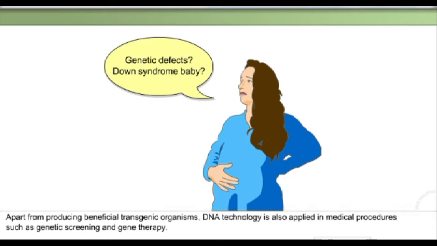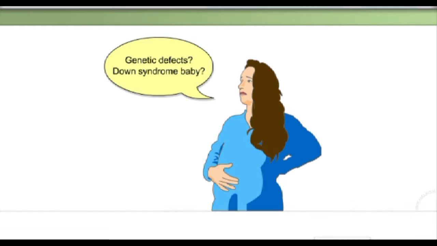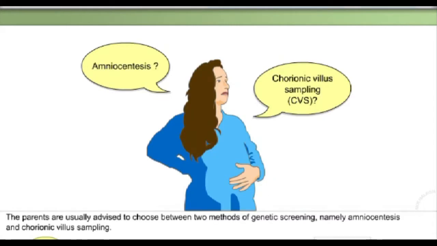Okay, apart from producing beneficial transgenic organisms, DNA technology is also applied in medical procedures, such as genetic screening. Genetic screening can be defined as the detection of mutant genes in an individual. One of the situations where genetic screening is particularly relevant is prenatal. Using genetic screening techniques, it's possible to detect and identify certain serious genetic diseases in the unborn baby.